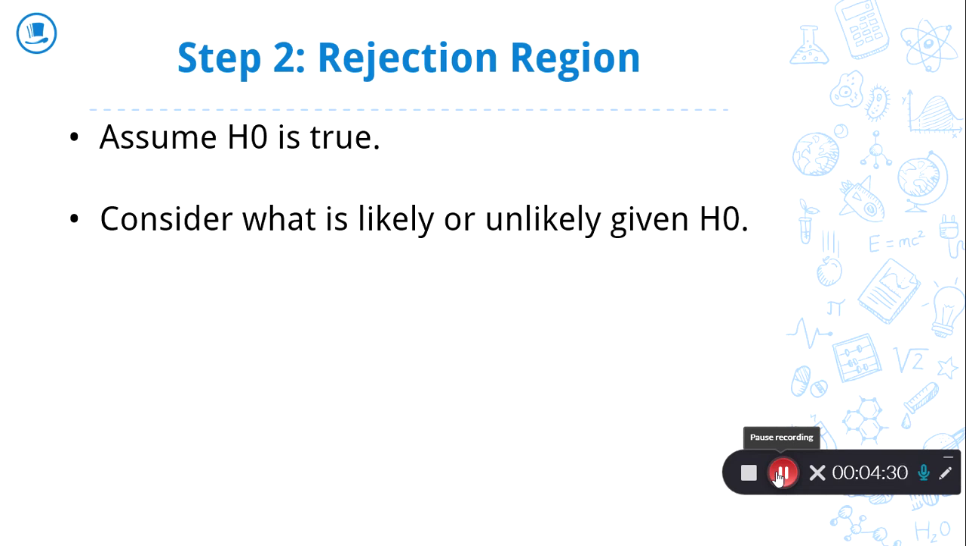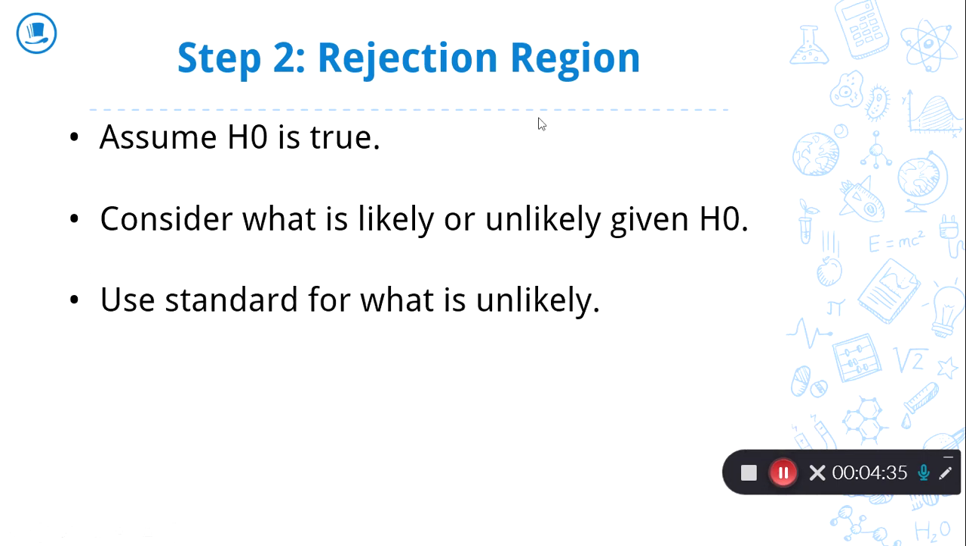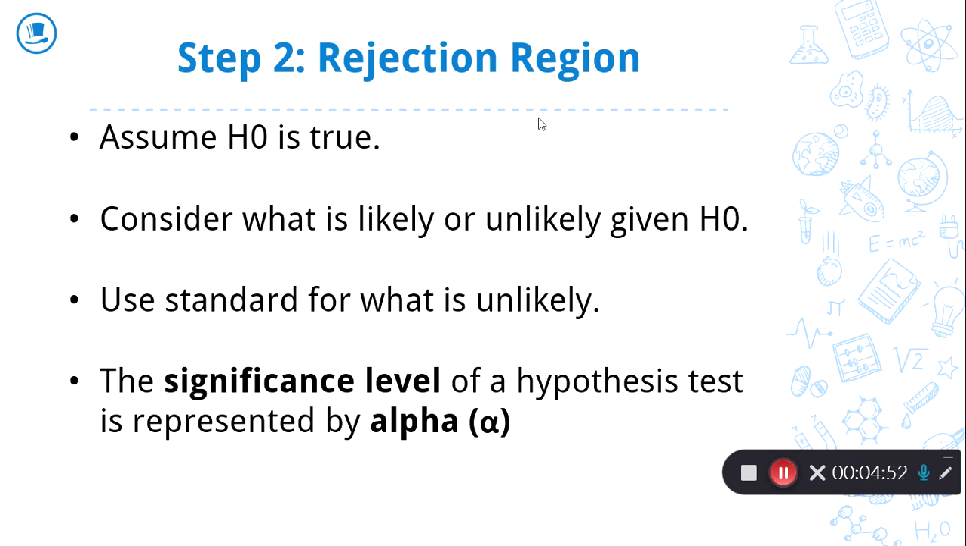The rejection region, right, is where we consider what's unlikely. Right? So this is the standard for what's unlikely. It tells us where the things not consistent with the null hypothesis can be found. Part of what we need to consider is what we call the significance level of the hypothesis test. And this is represented by alpha. Alpha there in parentheses looks like a fish, is the first letter of the Greek alphabet. And we use alpha to represent the significance level.